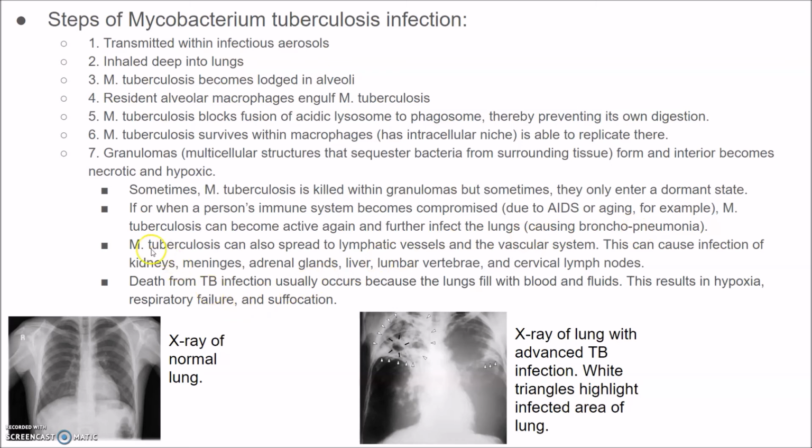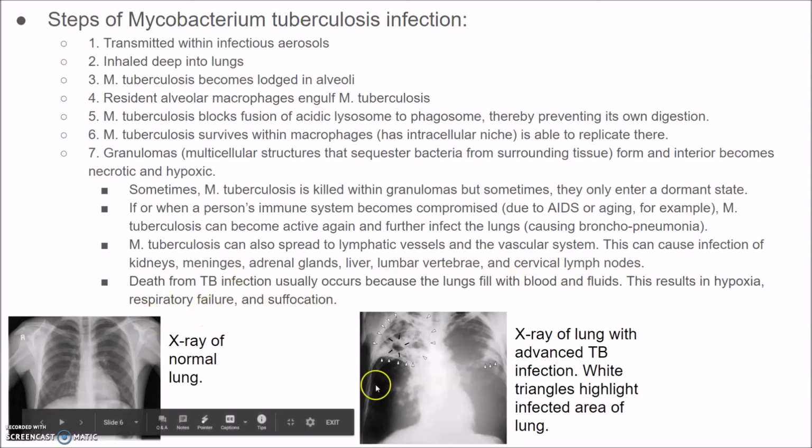Once it does that, it can not just infect the lungs, but it can spread to the lymphatic vessels and the vascular system. Once it does this, it'll affect other organs like the kidneys, the meninges in the brain, the adrenal glands, the liver, lumbar vertebrae, and also the cervical lymph nodes. Death from TB infection usually occurs because the lungs fill with blood and fluids. This results in hypoxia, respiratory failure, and suffocation.